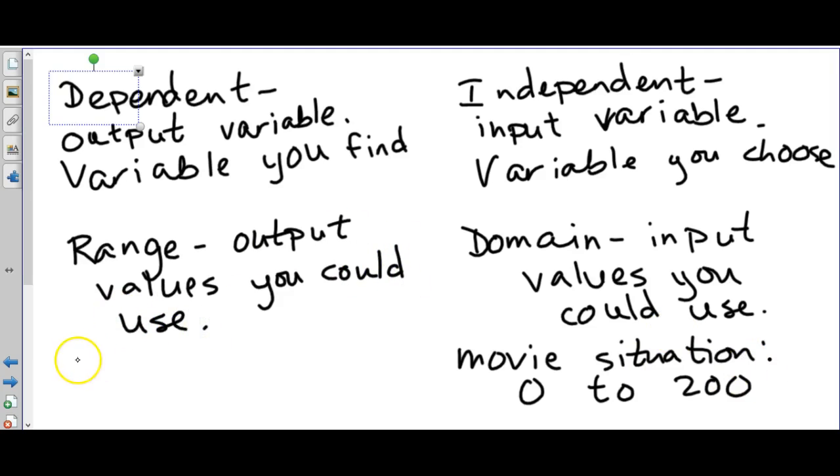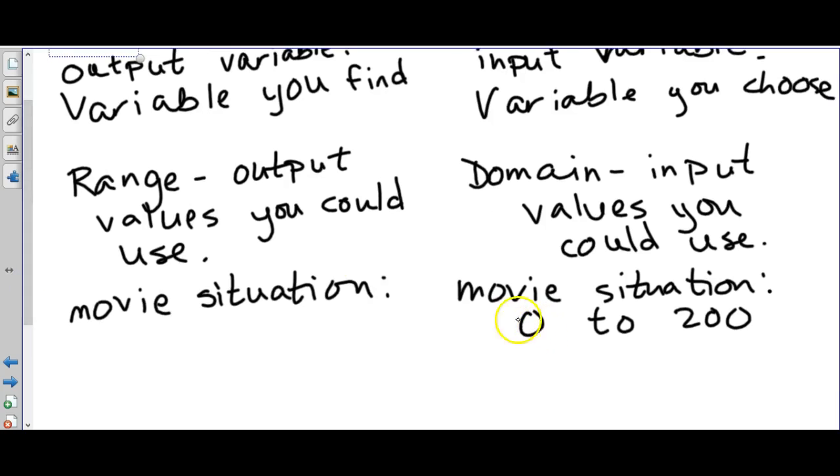So again, take our movie situation. We were limited in the number of people we could bring. We couldn't bring negative people. We couldn't bring more than 200. Well, that's going to limit how much we would have to pay. At minimum, we'd pay $0 because no one went to the movies. Maximum, we do 200 times 10. That's $2,000. So it's our possible values that we could use depending on the situation.